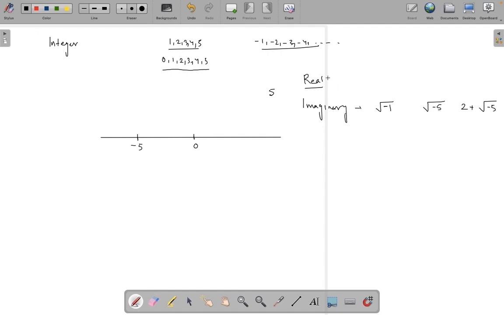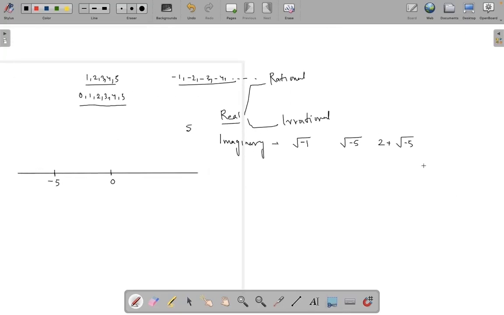Then if you come to real number, it can be of two types. One is rational, the other is irrational. What are rational numbers? The numbers which can be written in the form of P by Q, where P and Q are integers and Q is not equal to 0. If you take an example, 2 upon 3. 2 is an integer, 3 is an integer, and 3 is not equal to 0. So it is a rational number.